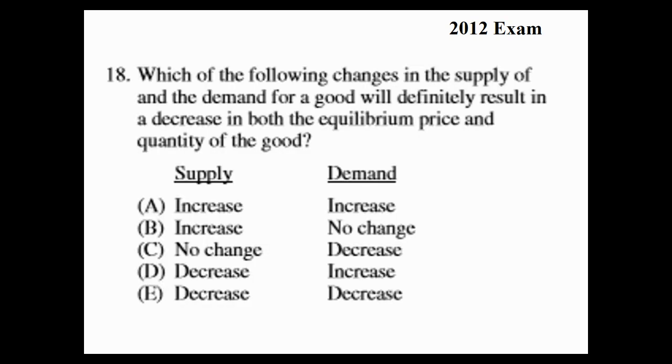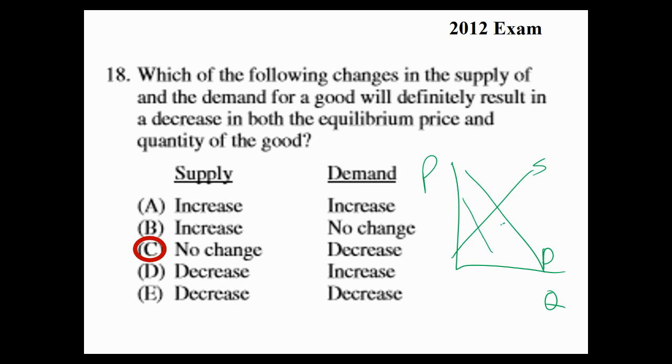So the next one, which of the following changes in the supply of and demand for a good will definitely result in a decrease in both equilibrium price and equilibrium quantity? I think we might have seen this. Both are a decrease in the price and quantity. Boom, that's C. There's no change in supply, but there's a decrease in demand. So once again, they didn't say anything about anything being ambiguous. So we know that only one thing is shifting. So that would be this, a decrease in equilibrium price, a decrease in quantity.